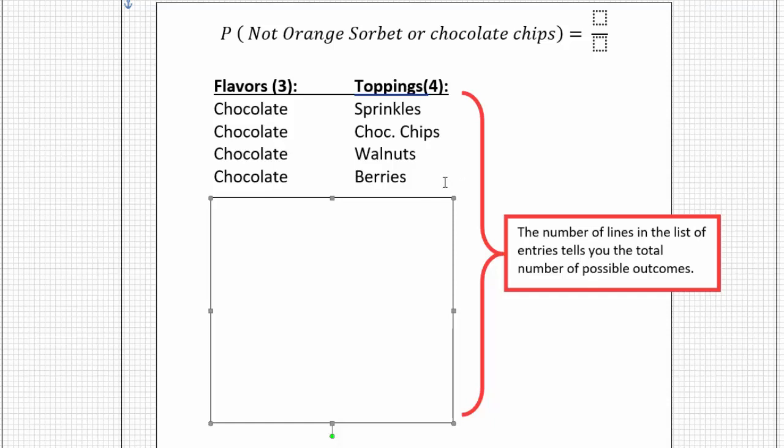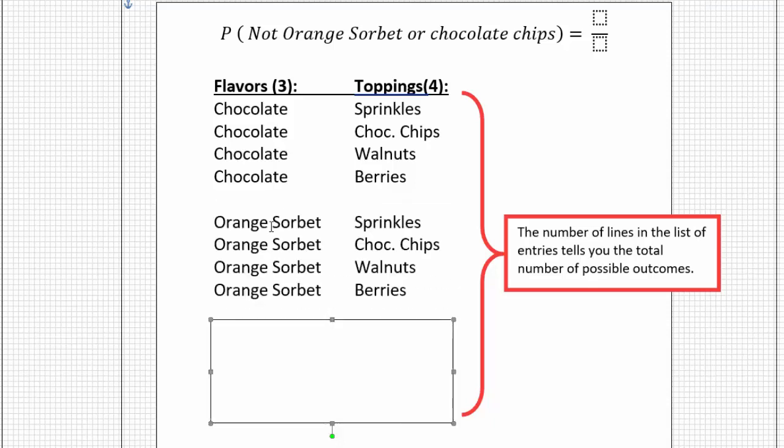Now we need to do the next flavor. Remember what it was? Orange sorbet. So we want to list out orange sorbet with all the different possible topping combinations. If you want, go ahead and pause the video and do that, and let's compare. This next section would look something like this: orange sorbet with sprinkles, orange sorbet with chocolate chips, orange sorbet with walnuts, orange sorbet with berries.